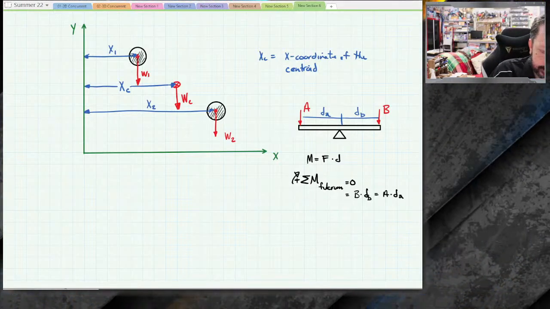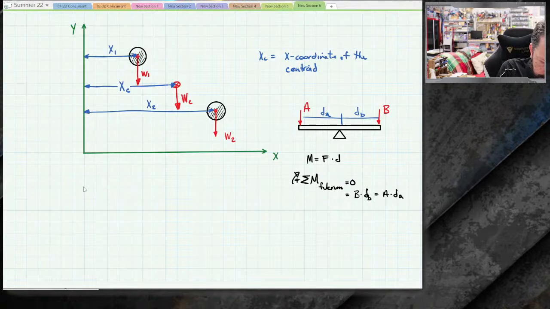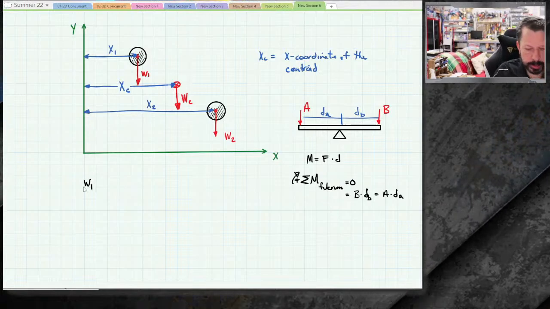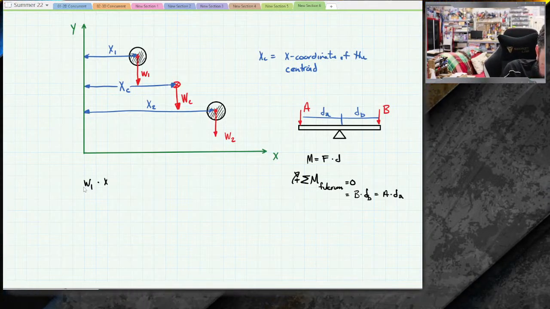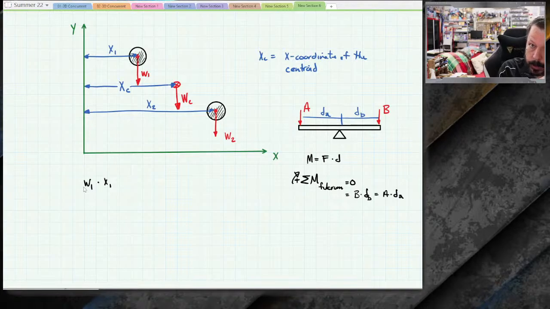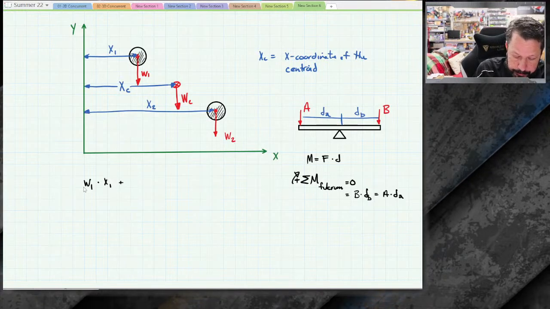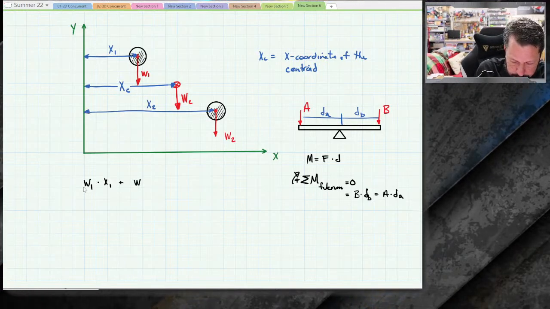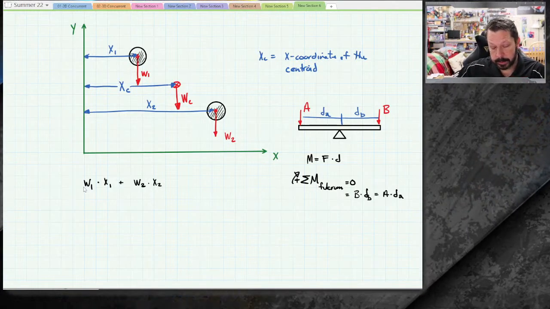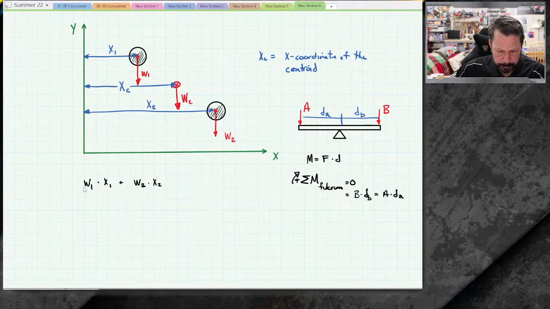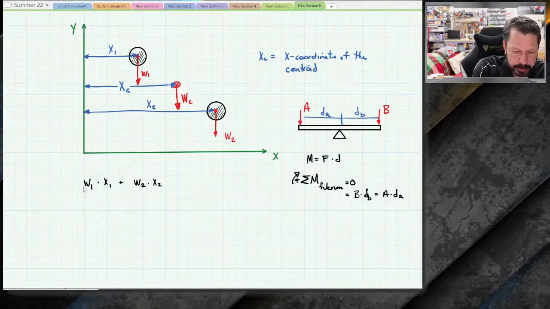So if I take that idea, the weight of sphere 1, W1, is pointing into the screen, times however far it is from the Y axis in the X direction, plus W2 over here is doing the same thing. W2 times its distance from the Y axis, X2, has to be balanced by this WC.